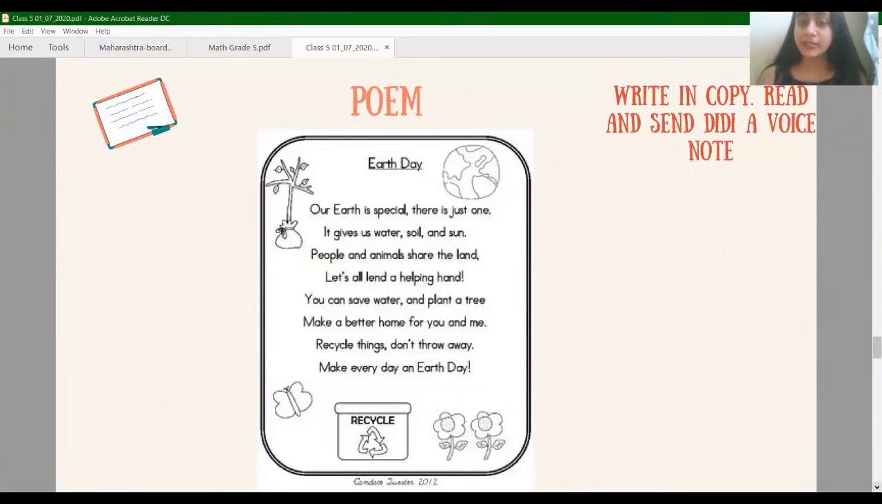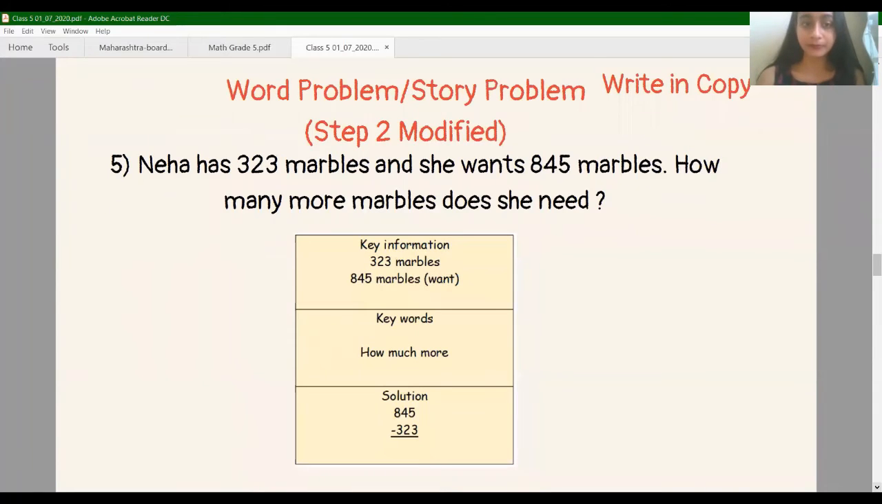Read this poem. This poem is very interesting. I will read this out for you. Earth Day. Our Earth is special. There is just one. It gives us water, soil, and sun. People and animals share the land. Let's all lend a helping hand. You can save water and plant a tree. Make a better home for you and me. Recycle things. Don't throw away. Make every day an Earth Day. Thank you. Read it this way and send me a voice note or a video.